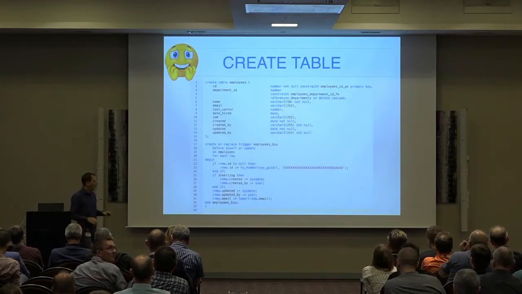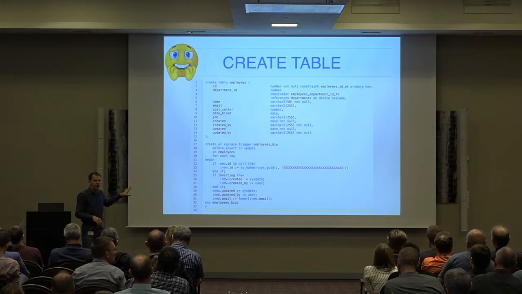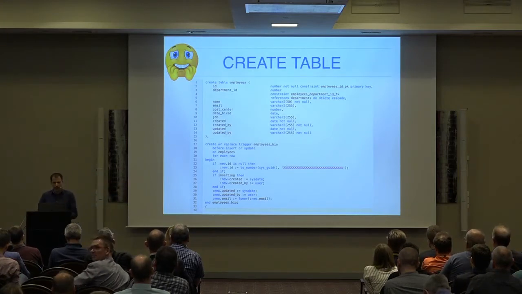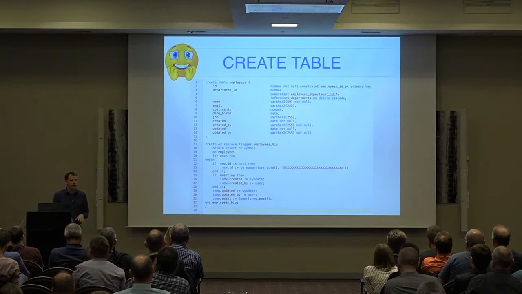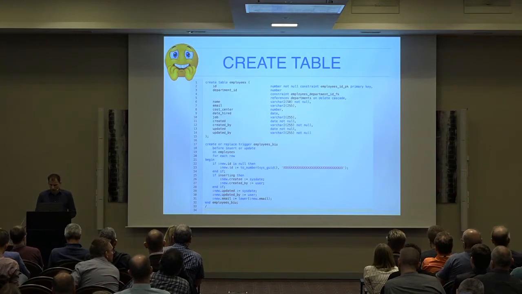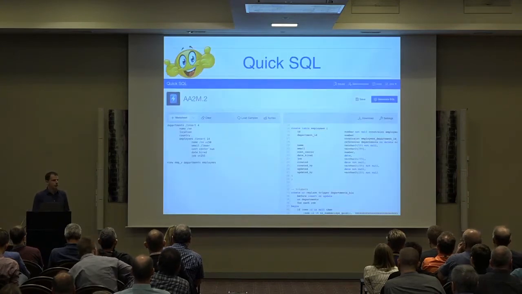Basically, you have to create your objects, and I never remember how I need to create a table. I remember this, but then I need to do indexes. I need to create my triggers. How do I do that? So the solution there is just to use Quick SQL.